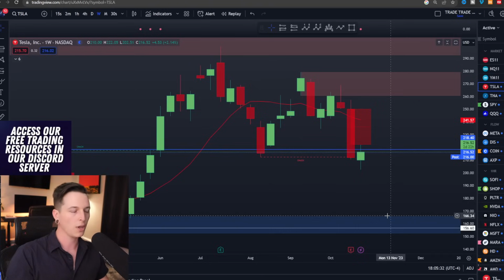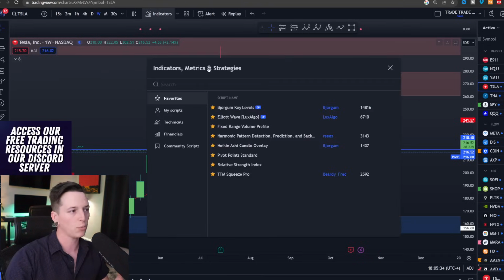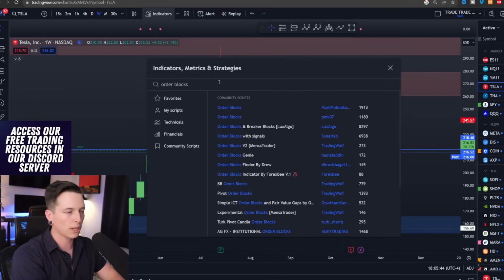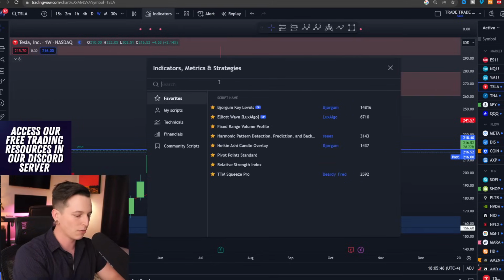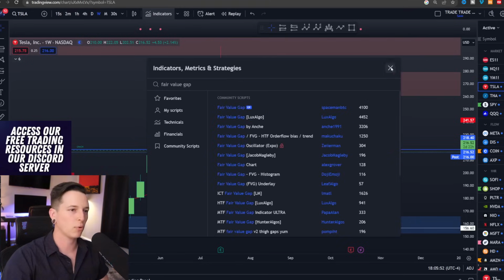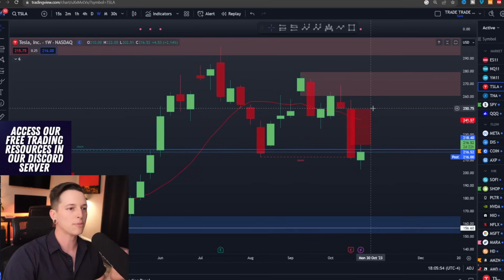If you can't find Lux Algo, or you want to use something different on whatever app or charting platform you use, you just type in order blocks and this will come up. You'll be able to find order blocks. There's a bunch of them on whatever charting software you're using. And you'll also be able to type fair value gap. And this is very important. Fair value gaps, which you'll see this big one here after earnings.